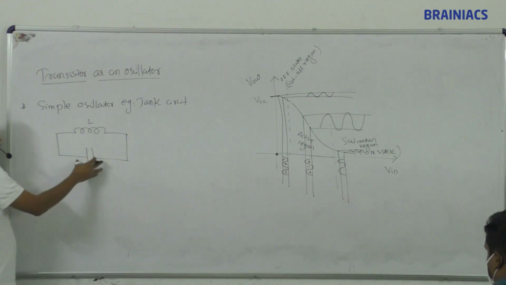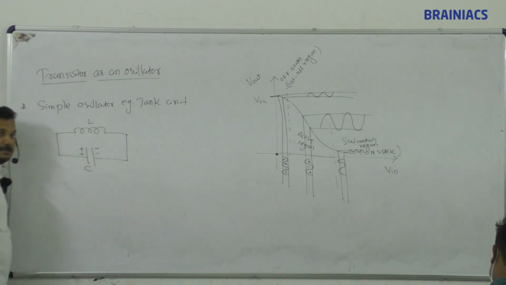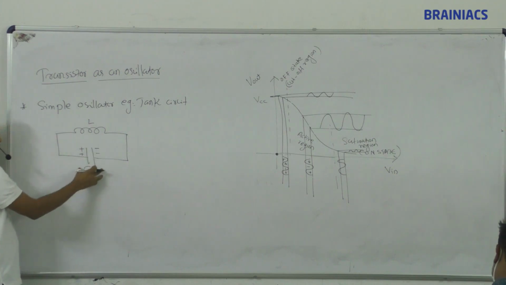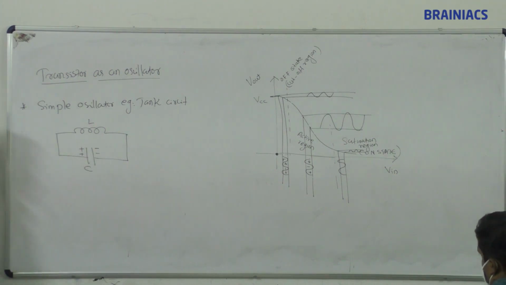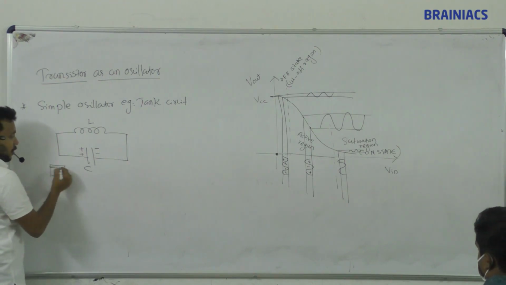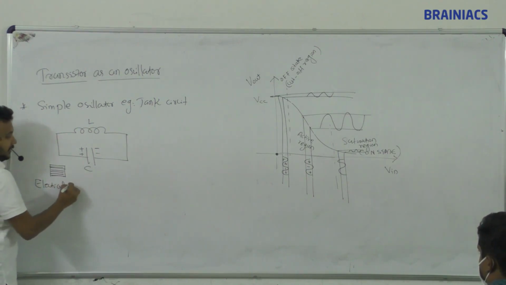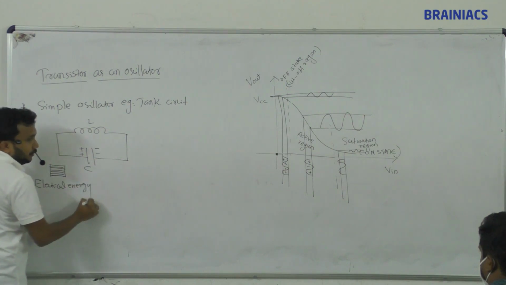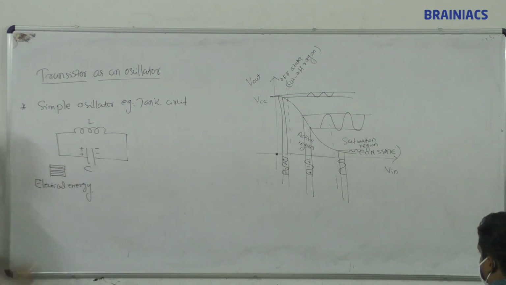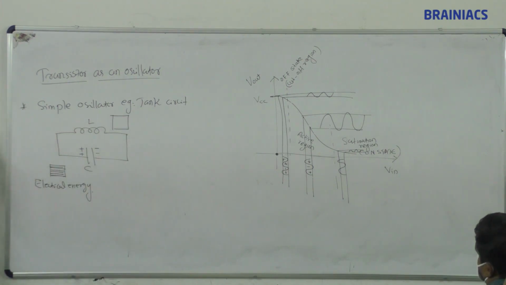Initially we assume the capacitor is fully charged, so this plate is positive and this plate is negative. Here the charge is stored. What type of energy is it? Electrical energy, correct. Now the inductor is an empty box; the inductor doesn't contain any energy.